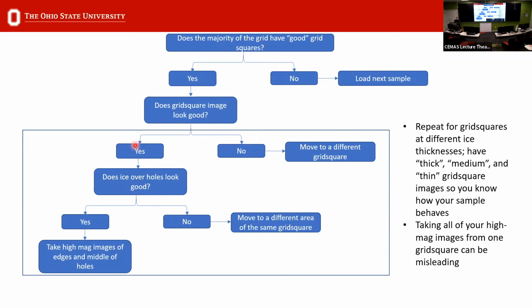Again, as I'm moving through the different magnifications, I'm looking at the ice over each individual hole. And then finally, we get to the high mag images. When I'm at the high magnification, I take high magnification images of the edges and the middle of the holes to see where my particles are. And if I don't see any particles, then I'll take some images on the carbon to see if they're sticking there.